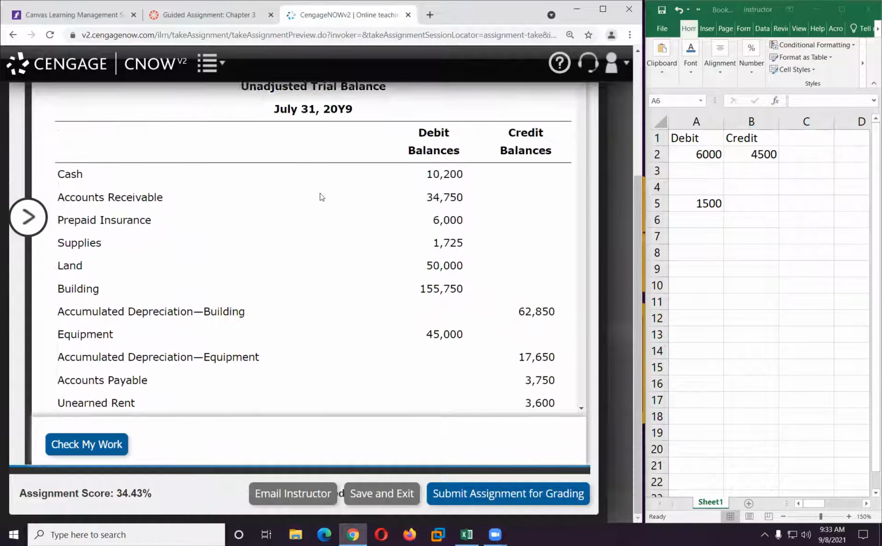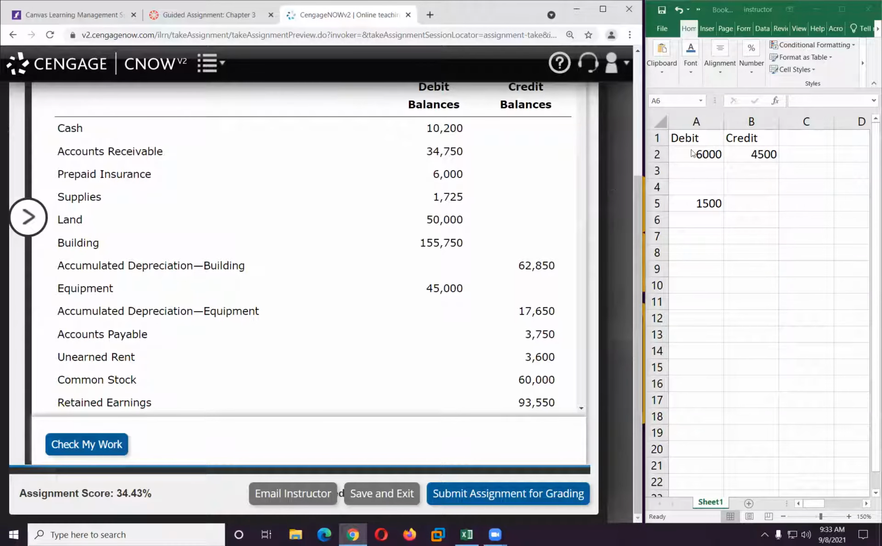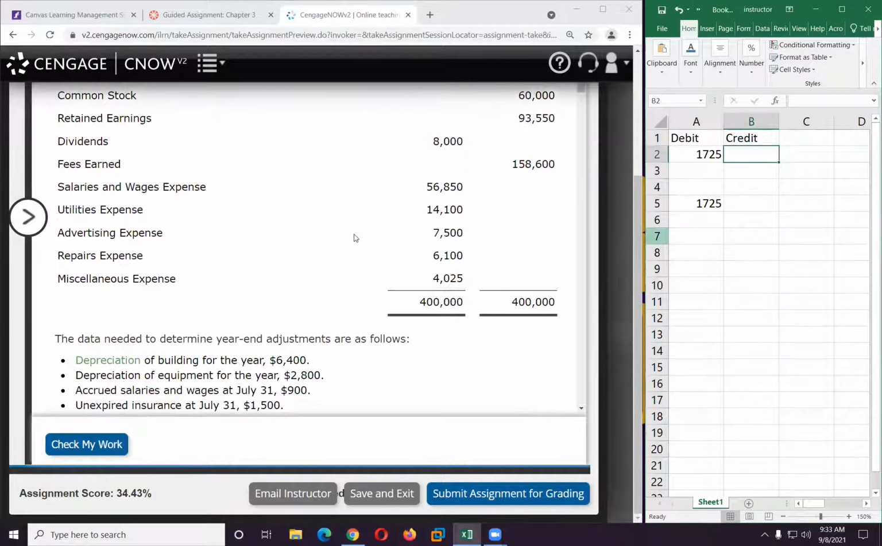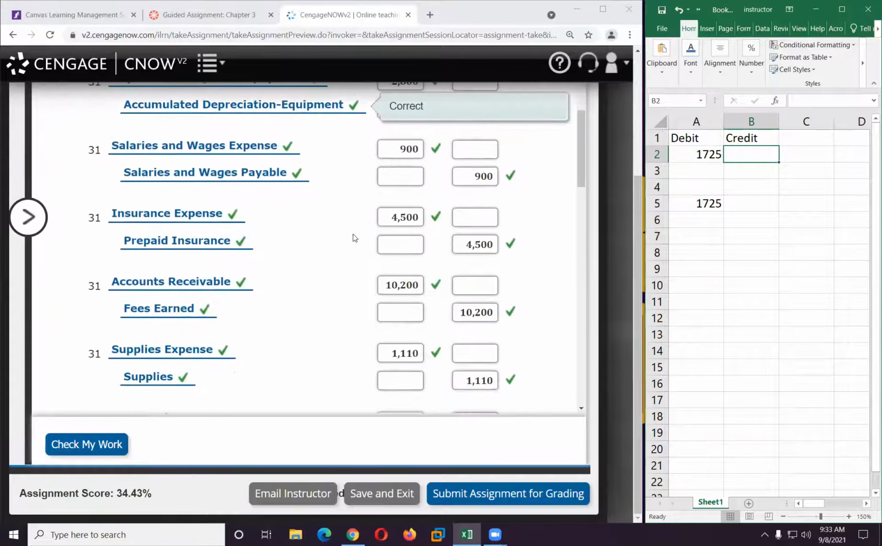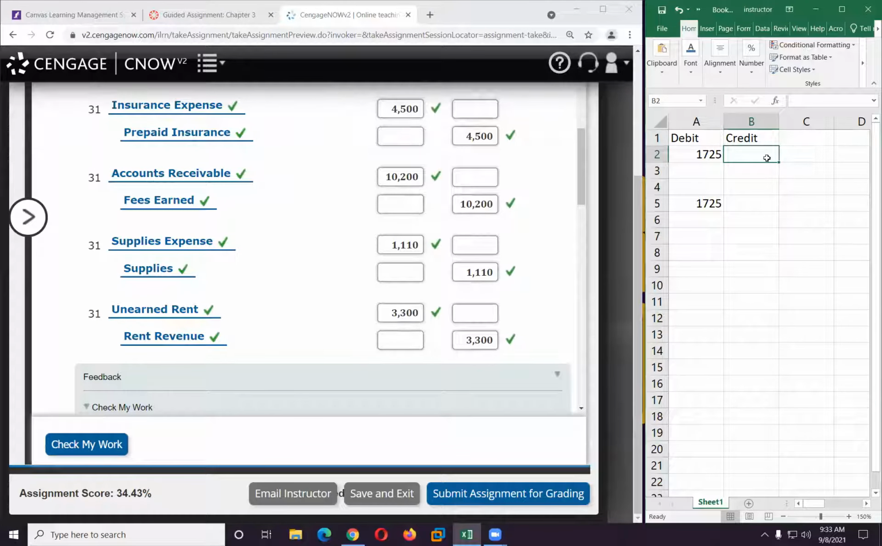Supplies had a beginning balance of 1,725 on the debit side. And then we can go down and look at our adjustments and say supplies was credited 1,110. So the new balance of our supplies account is a debit of 615.